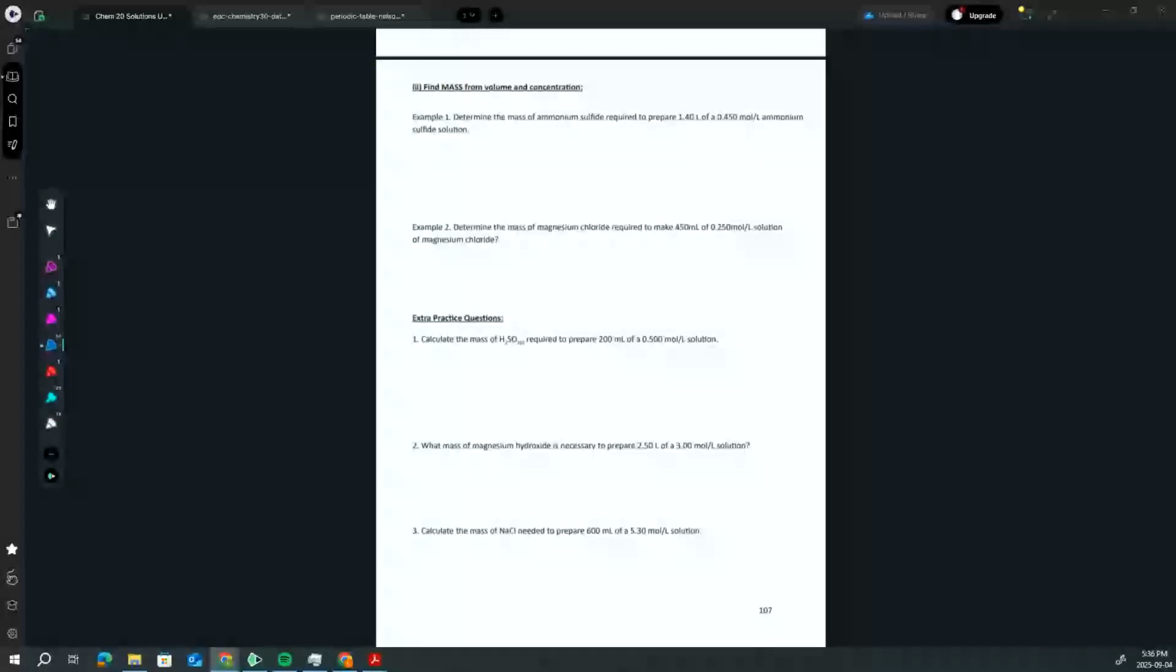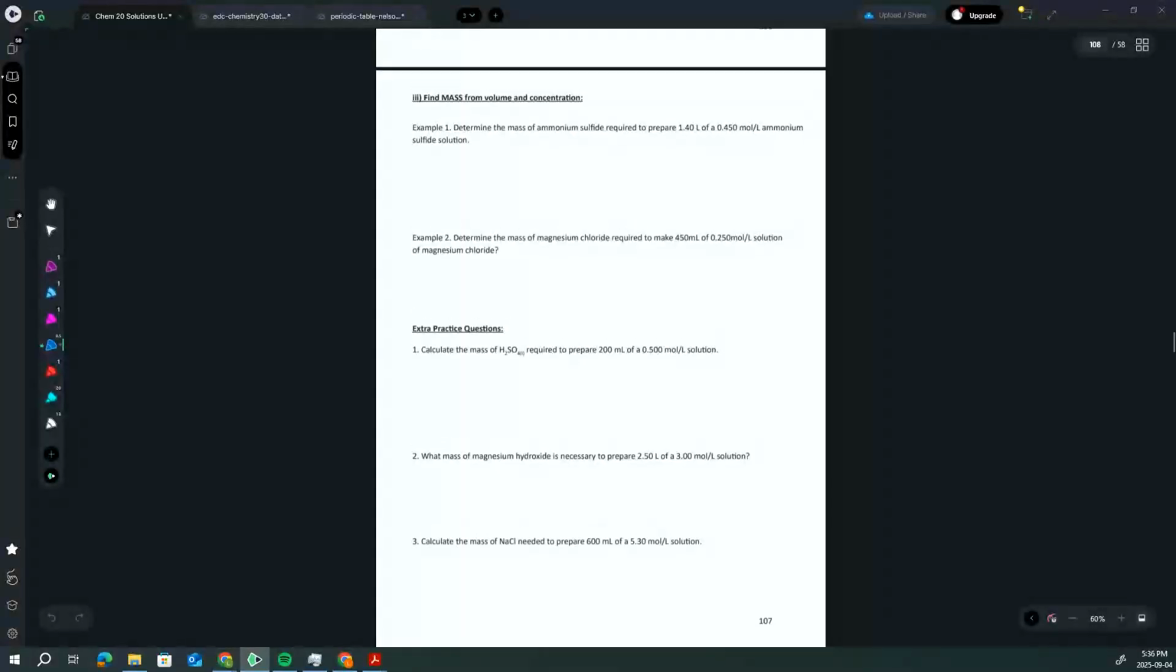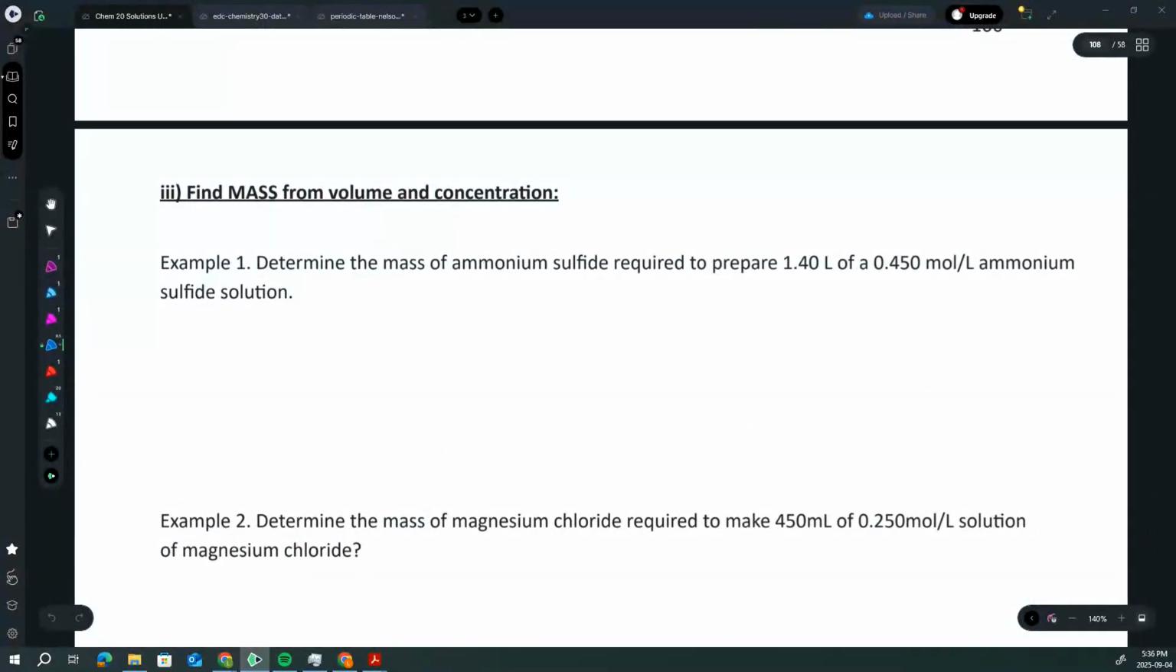Alright, so in this video we're going to continue to do calculations that involve concentration, but this time around we're going to get into a little bit more complicated multi-step calculations here. So for example 1 here, it says determine the mass of ammonium sulfide required to prepare a 1.40 liter solution of a 0.450 mole per liter ammonium sulfide solution.